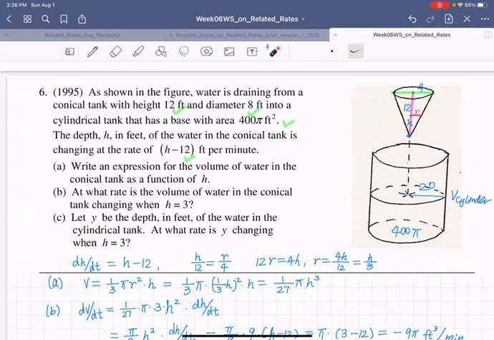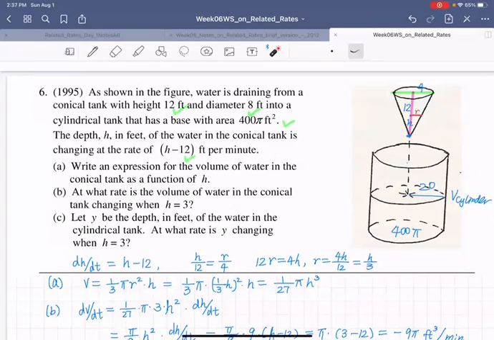into a water tank. You can just see a cylinder tank that has a base with area 400 pi feet squared. The depth h of the water in the container tank is changing at the rate of h minus 12 feet per minute. Write an expression for the volume of water in the container tank as a function of h.